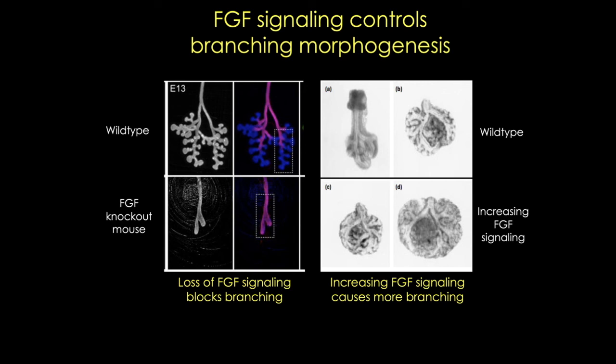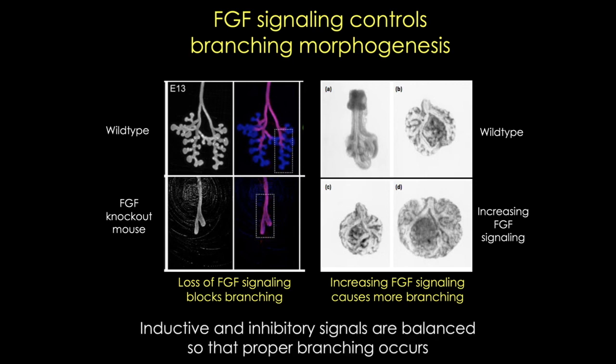Now, FGF is not the only signal, of course. There are signals that also stop branching, but all of those inductive and inhibitory signals are balanced during development to achieve proper branching. So if you see errors in branching morphogenesis, this results in defects ranging from abnormal numbers of pulmonary lobes, abnormal numbers of bronchial segments, both increased and decreased numbers of lobes and segments.